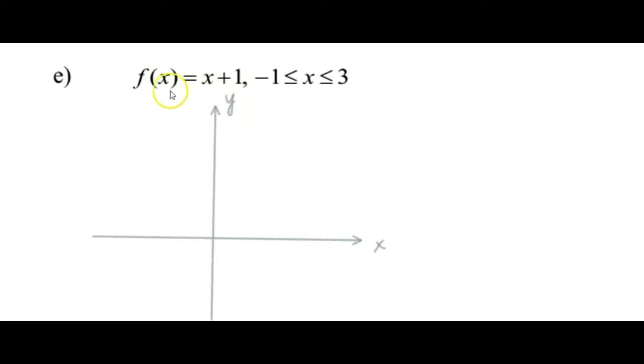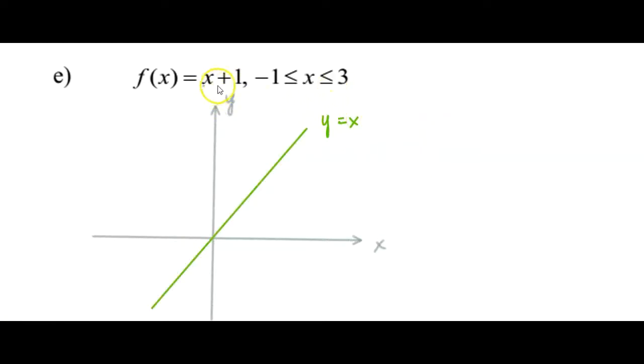For this example, I'm going to sketch y equals to x first, followed by y equals to x plus 1. After this, I will cut my graph to follow the domain that is from negative 1 to 3. Remain the negative 1 to 3, and the rest we will erase off. So now we start with our basic graph, y equals to x.